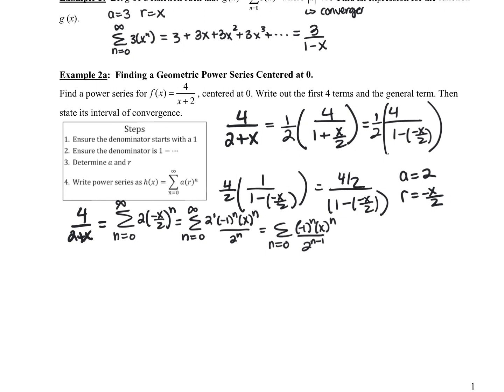So now it said write out the first 4 terms and the general term. So we wrote out the general term. Have we written out the first 4 terms of the series? No. So we need to write out the first 4 terms, and then we'll find the interval of convergence, okay? So it wants first 4 terms, the general term, and the interval of convergence.